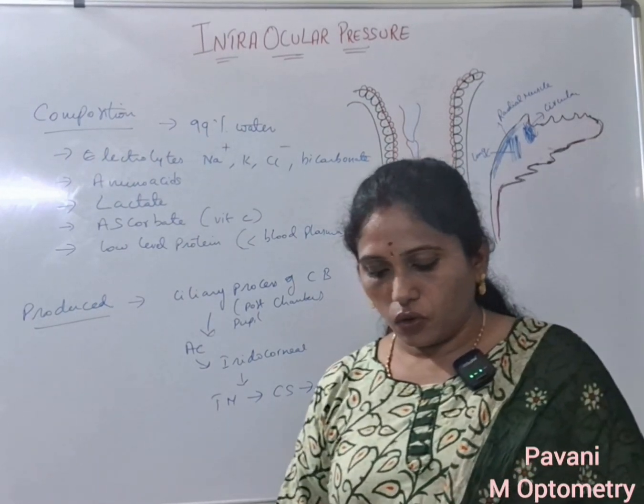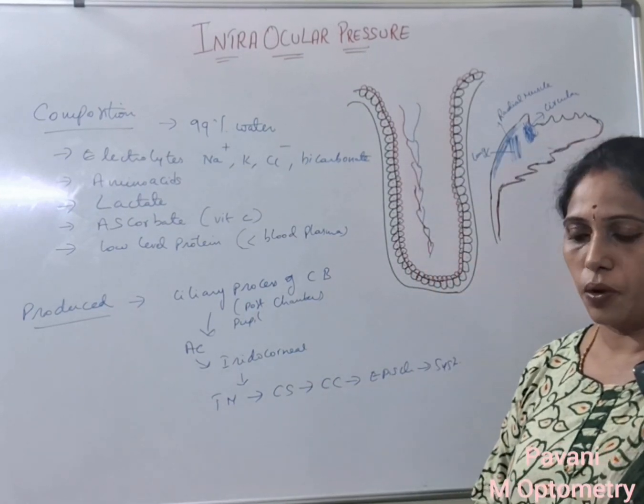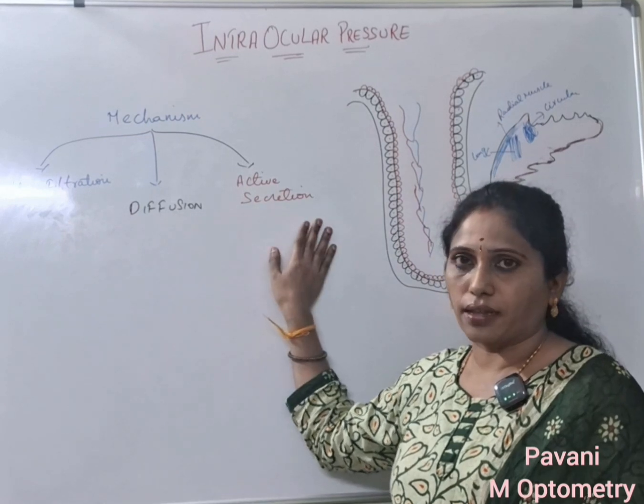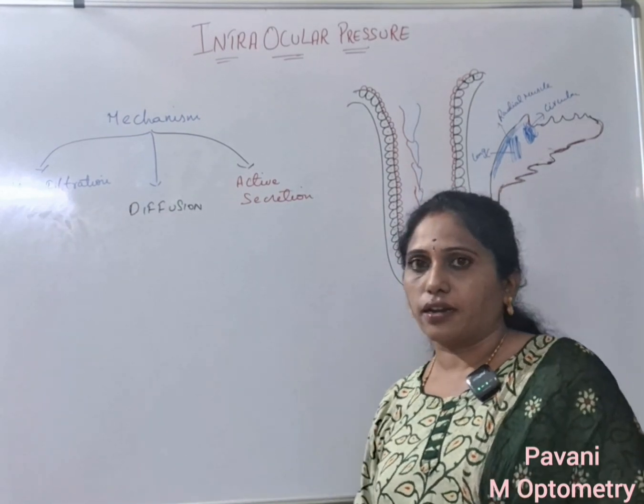So now let's go deeper into how the aqueous humor is formed. The production of the aqueous humor occurs mainly through three steps of this mechanism. Okay, first comes the ultrafiltration.